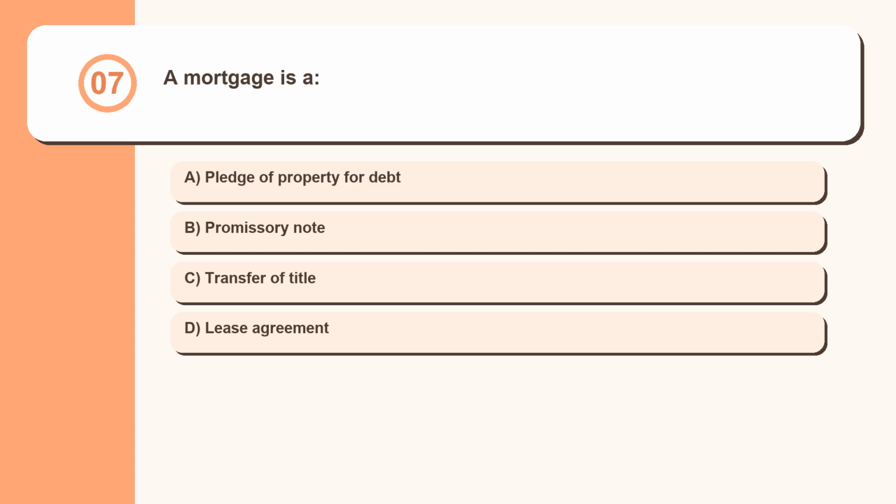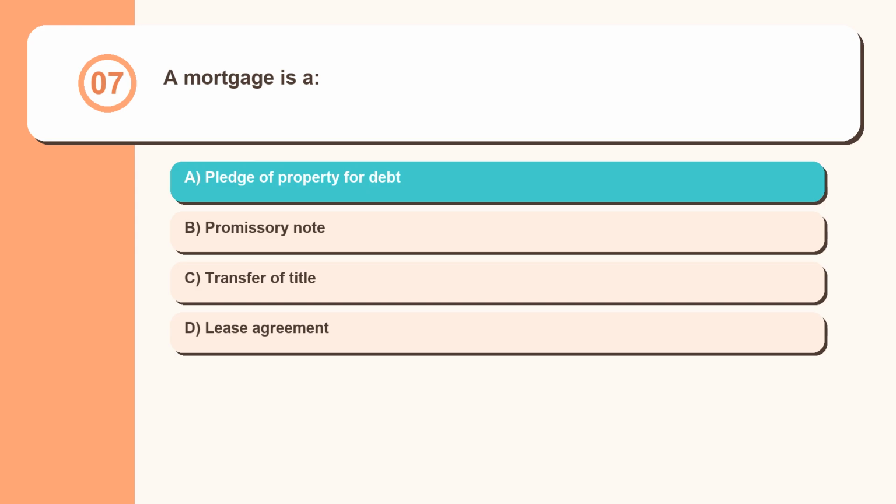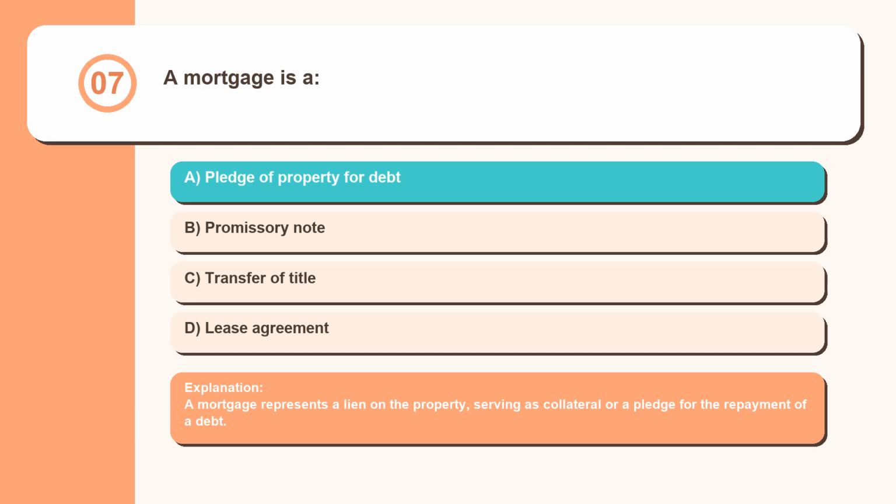Question 7. A mortgage is a: pledge of property for debt, promissory note, transfer of title, lease agreement. A mortgage represents a lien on the property, serving as collateral or a pledge for the repayment of a debt.